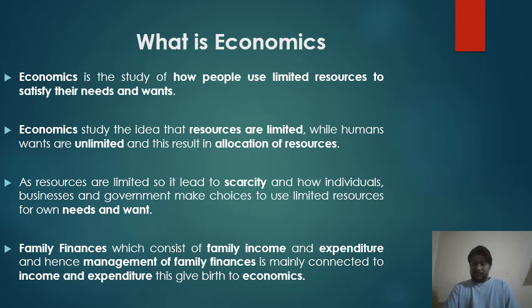Then the important term, family finance, which consists of family income and expenditure. Family income is the whole family income, and expenditure means how families spend their money, and hence the management of family finance. Carefully understand this statement. Family finances consist of family income, the process of earning money of the complete family, and expenditure, which means how they spend money. Hence, management of family finances is mainly connected to income and expenditure. This gives birth to economics.